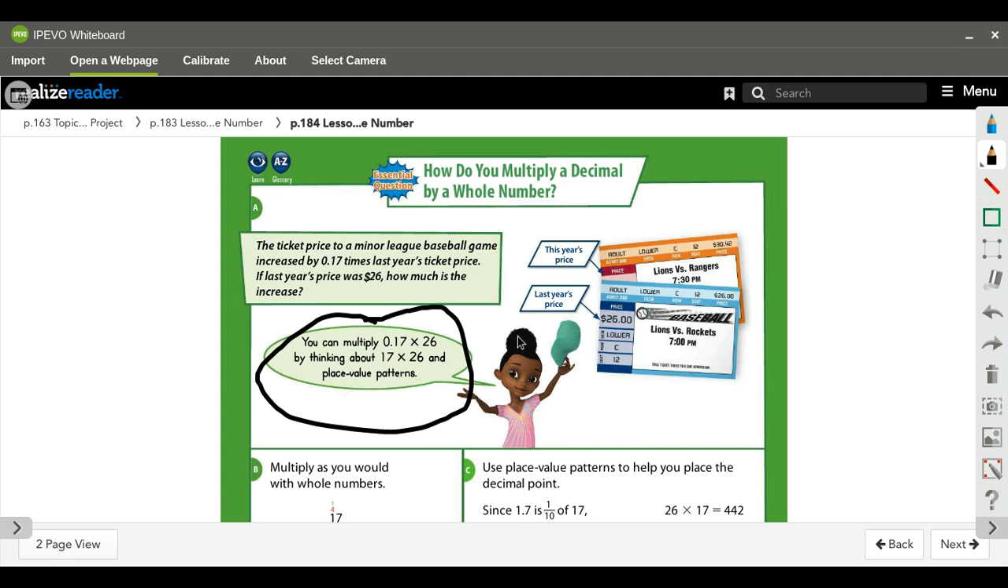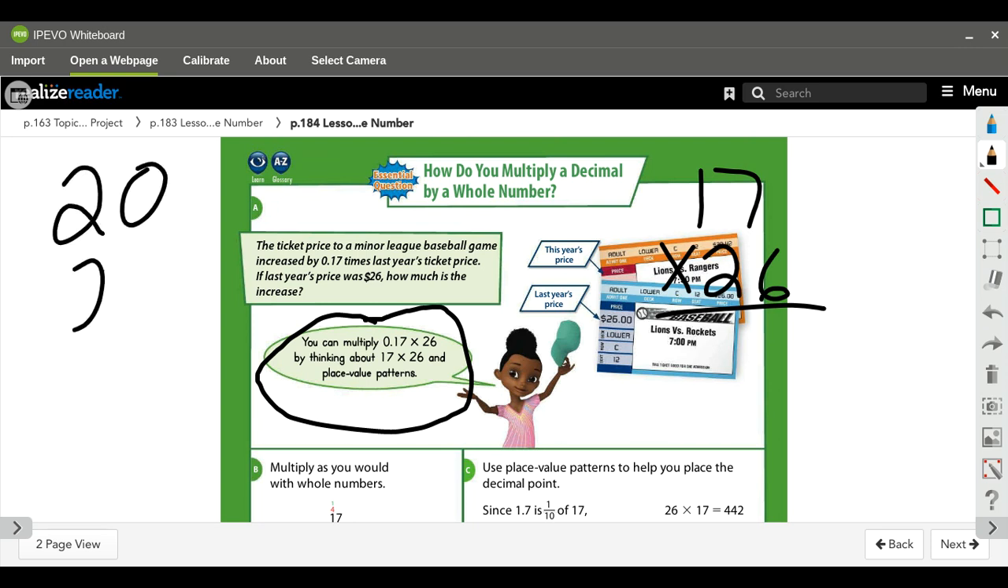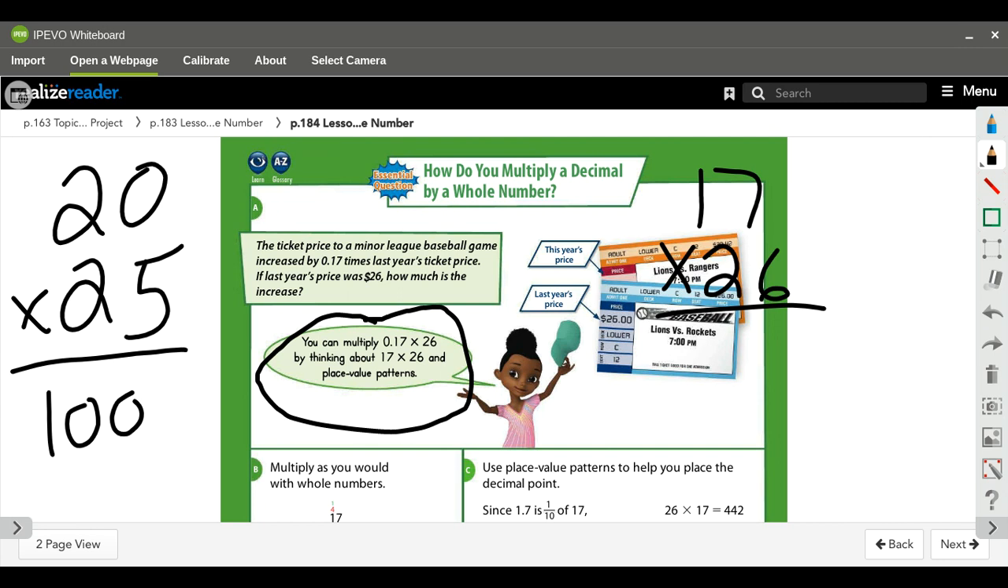So the first thing we're going to do is multiply. And when I multiply, I'm going to set up the standard algorithm the way that I always set it up. So I'm going to do 17 multiplied by 26. I'm going to estimate first. So 17 is going to be around 20, and 26 is going to be around 25. When I multiply those values together, 2 times 25 is going to be 100, and then I add this 0 on. So my answer is going to be somewhere around 1,000.